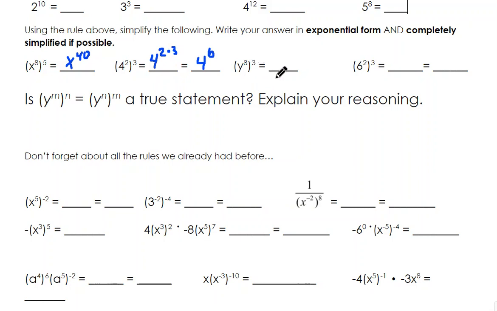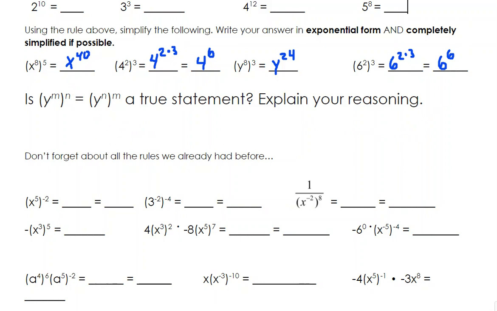y to the 8th and then raised to the 3rd. 8 times 3 is 24, so that'd be y to the 24th power. All right? 6 to the 2nd raised to the 3rd, so that would be 6, and then we have 2 times 3, which is 6, so that'd be 6 to the 6th power. Okay? So, is this a true statement? When you have m to the n, is it the same as n to the m? Go ahead and explain that.